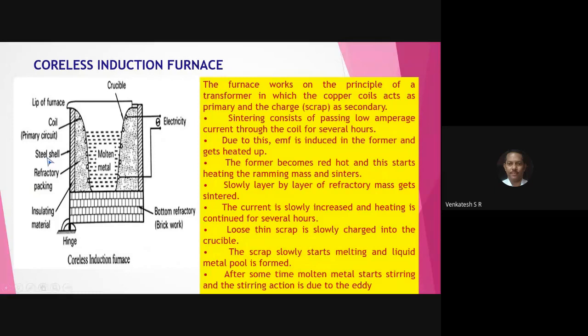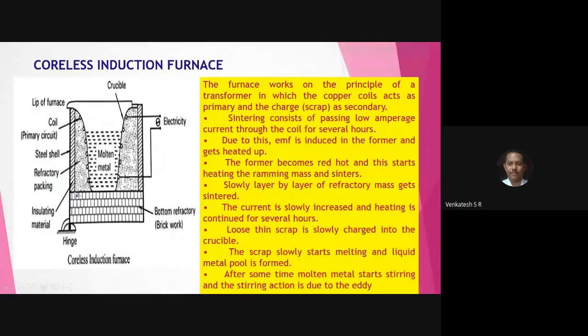In between the steel shell and the crucible and the coil, there is refractory packing, refractory powder, and this is covered by insulating material. Usually glass wool, as all of you see the glass wool used in a solar water heater to cover the copper coil inside the tank, in order to avoid heat transfer from the hot water present in the copper coil.